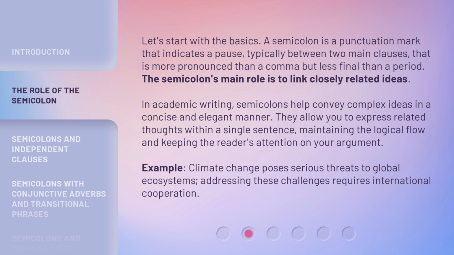In academic writing, semicolons help convey complex ideas in a concise and elegant manner. They allow you to express related thoughts within a single sentence, maintaining the logical flow and keeping the reader's attention on your argument. Example: climate change poses serious threats to global ecosystems; addressing these challenges requires international cooperation.